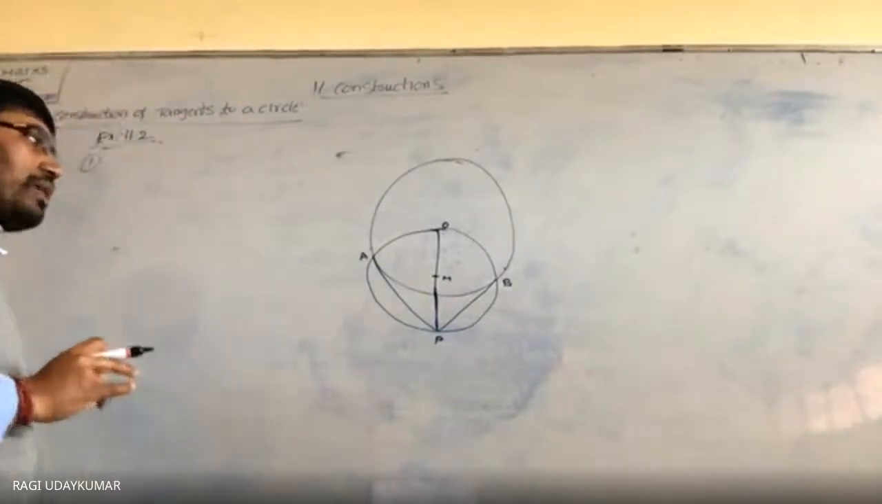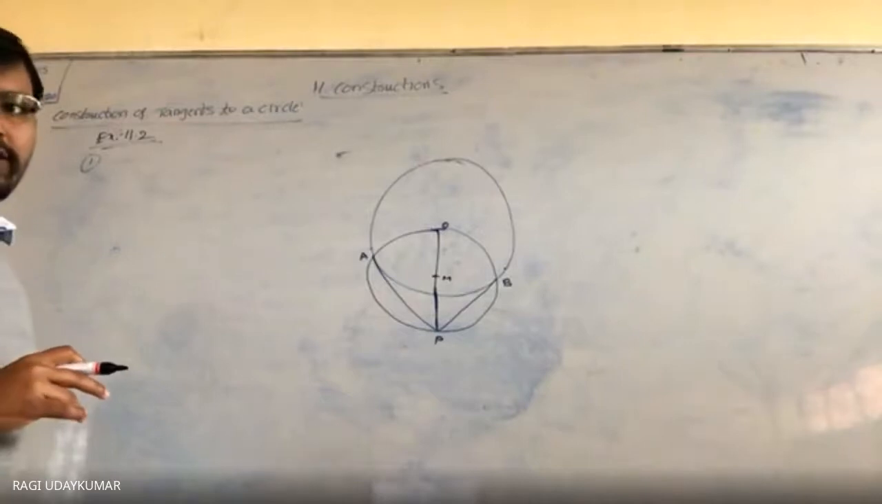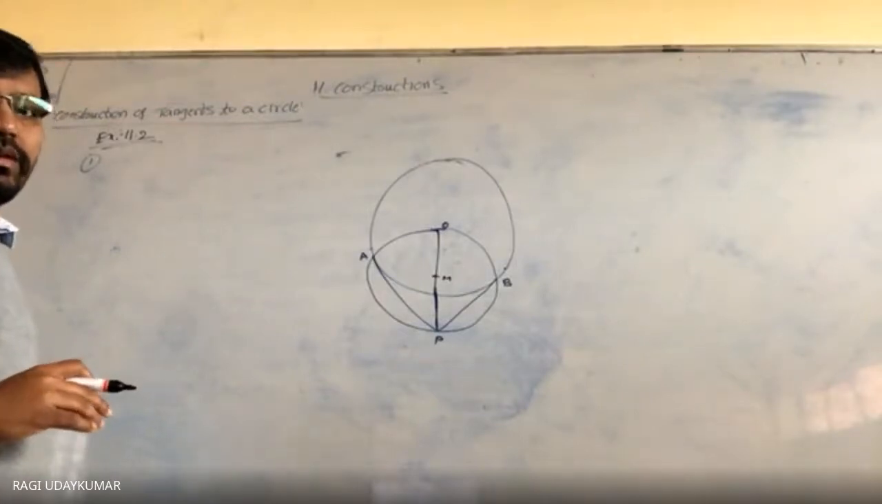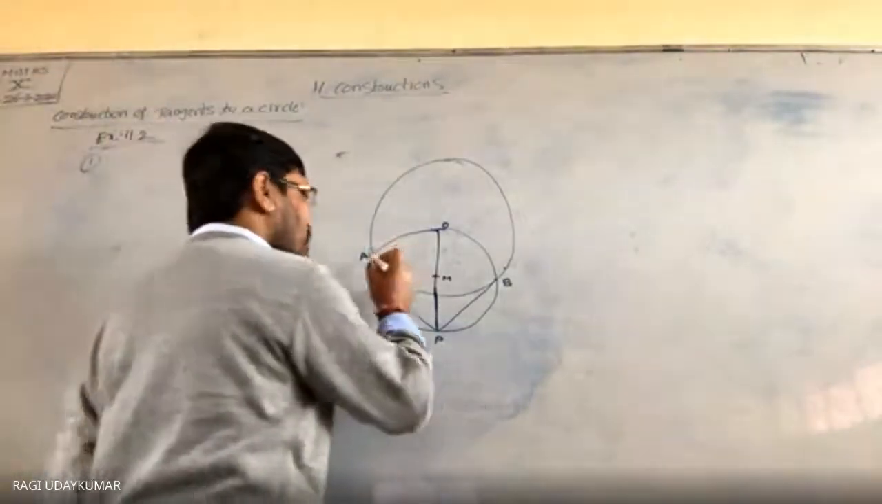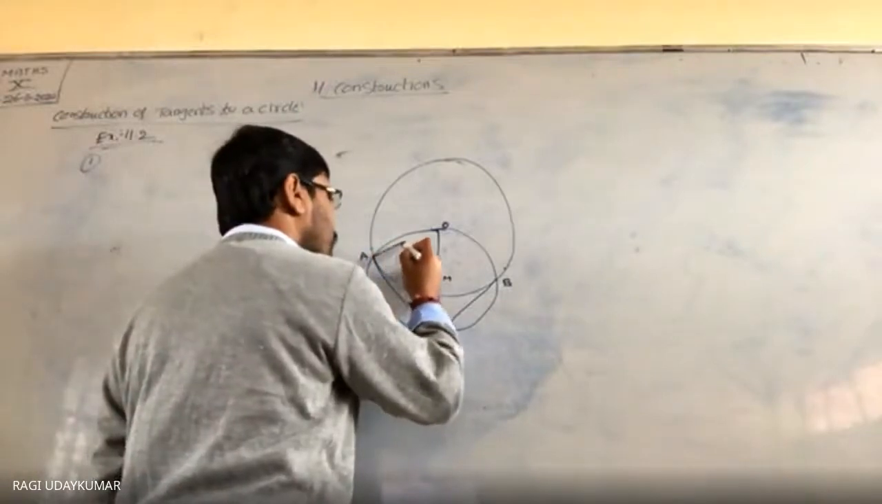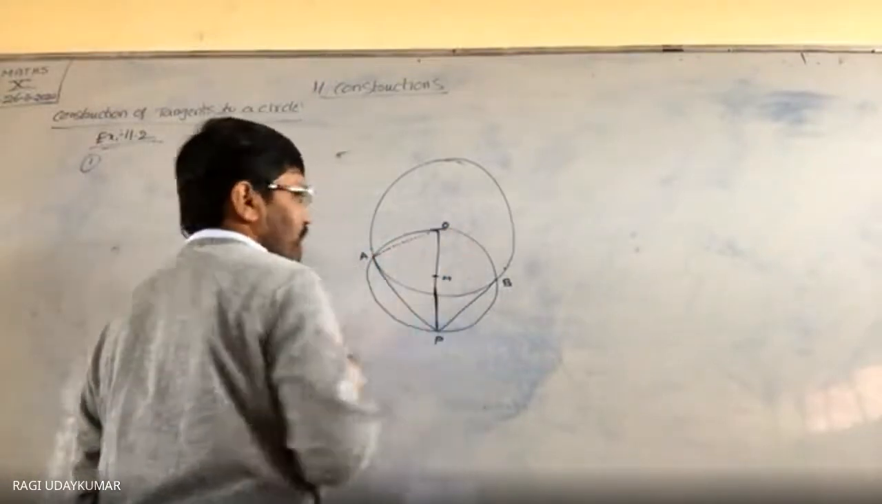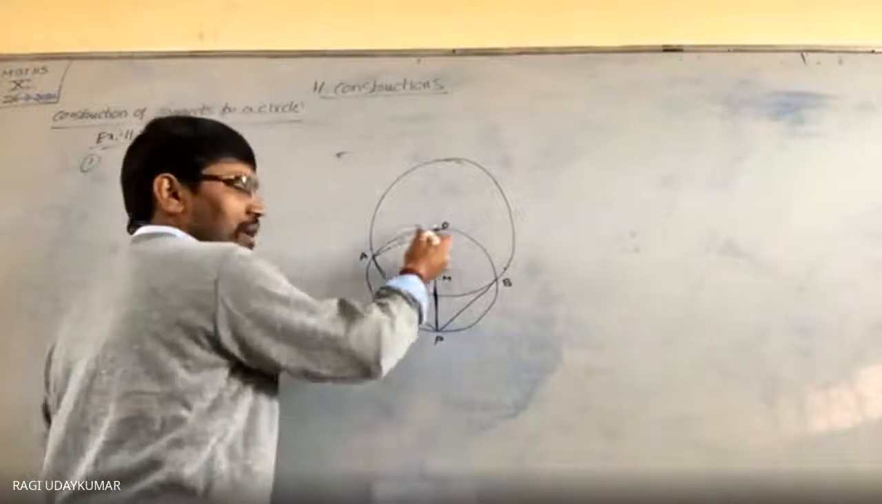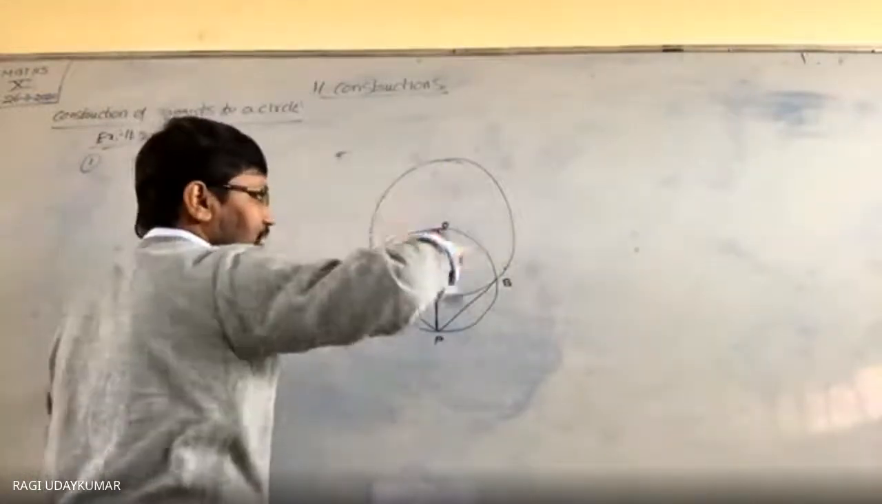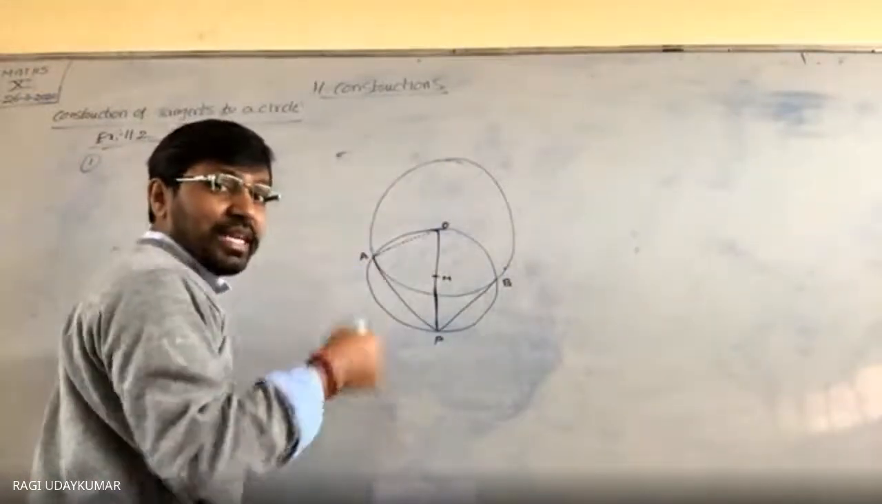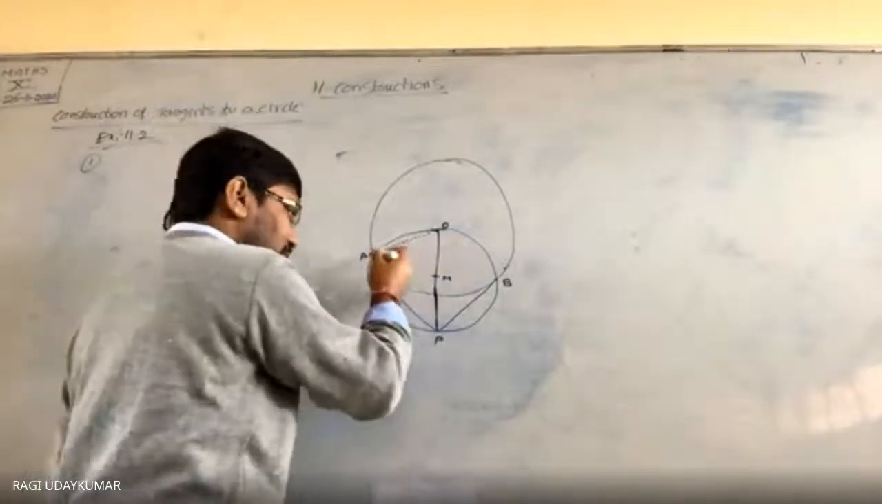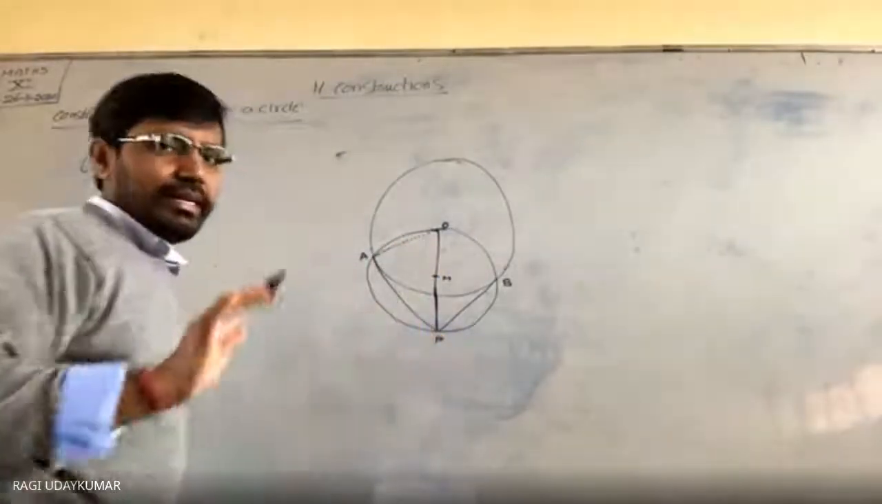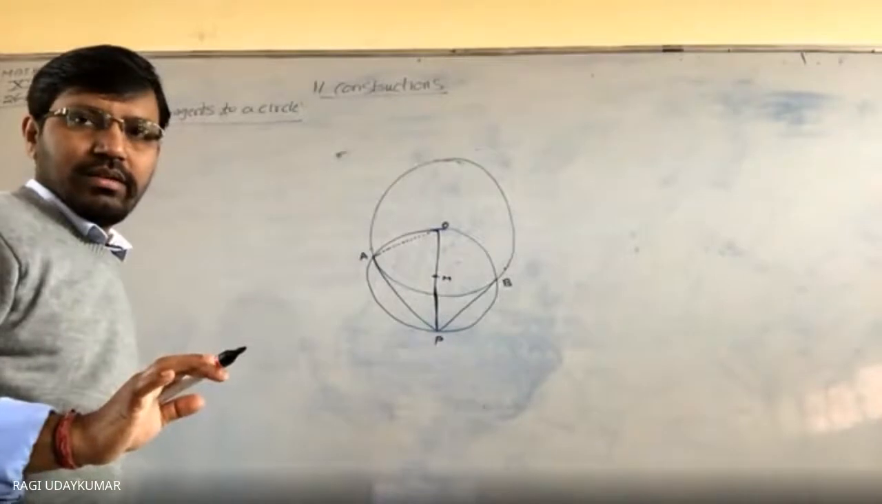Sir, how can you say it is a tangent? It is a tangent means compulsorily you should join this one. What is this one? OA, the radius of the given circle. So this radius is perpendicular to it, so then it is a tangent. Isn't it?